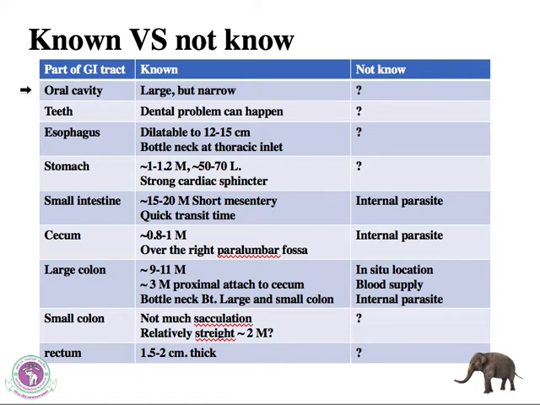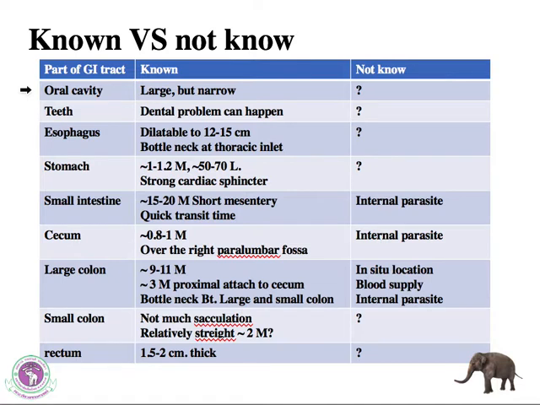The stomach is about 1 to 1.2 meters and can hold up to 50 to 70 liters, and it has a strong cardiac sphincter. Again, this is from observation from passing the tube and the endoscope. The small intestine is about 15 to 20 meters with a short mesentery and quick transit time. What we don't know is the species of internal parasites. Do we know of them? I don't know. The cecum is 0.8 to 1 meter and located over the right paralumbar fossa, so we know that. And it has a lot of internal parasites that we may not know.